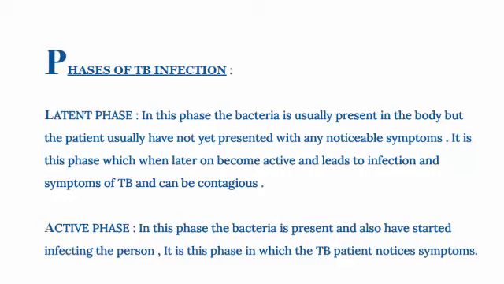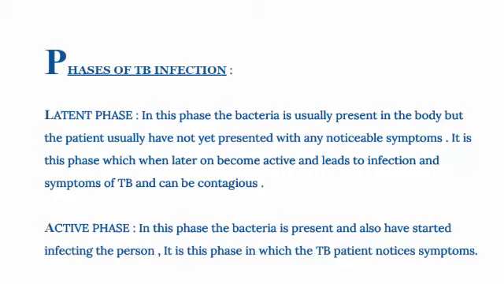Phases of TB infection: latent phase. In this phase the bacteria is usually present in the body but the patient has not yet presented with any noticeable symptoms. It is this phase which later on can become active and lead to infection and symptoms of TB, and can be contagious.